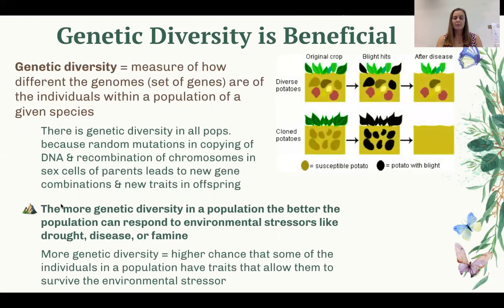If we look at this example of our potato crop, we have a crop of potatoes that's very diverse. When blight comes, only a small portion of the crop is killed because these other ones are blight resistant. But if all our potatoes are exactly the same, then when blight comes, it's going to destroy them all. Because there was no diversity in that population, none of the individuals were able to survive that particular blight.